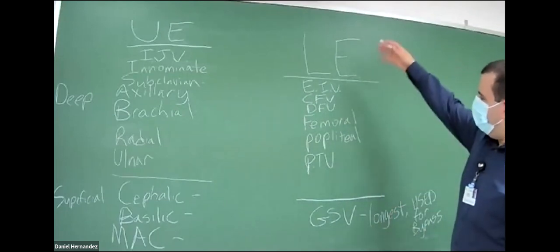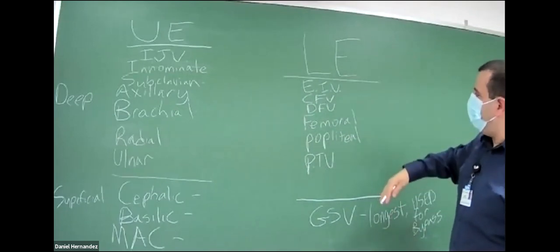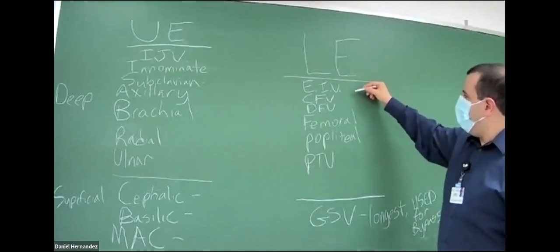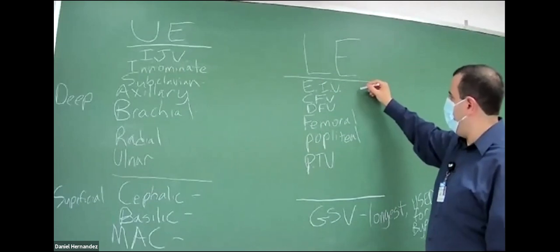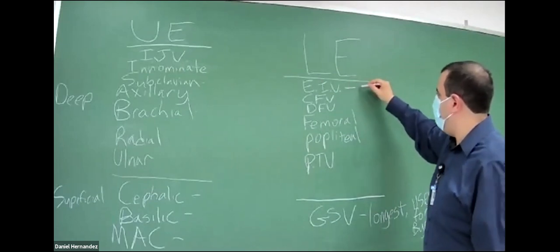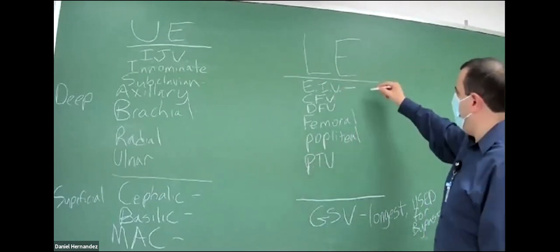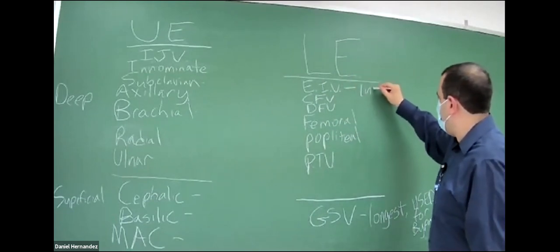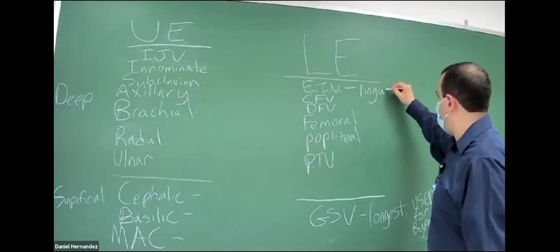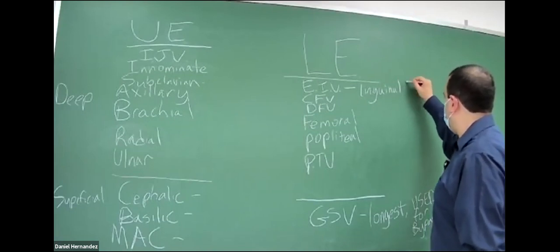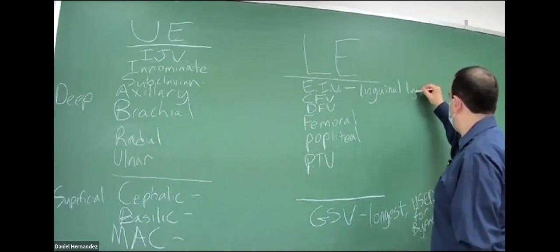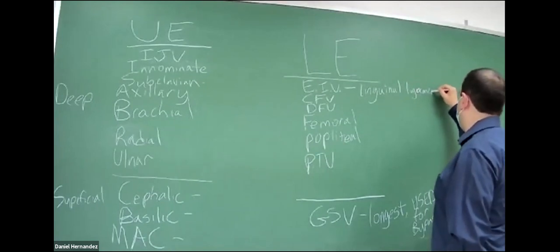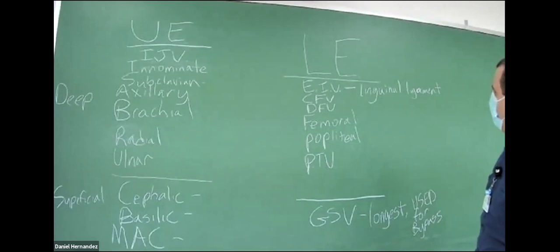So I'm just kind of going in order, beginning superior and working our way inferior. So we have our external iliac vein, which passes underneath the inguinal ligament. I use the inguinal ligament as kind of the demarcation between the external iliac and the common femoral. Inguinal ligament.